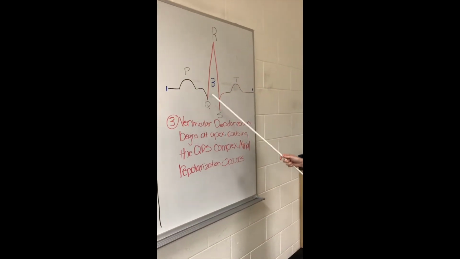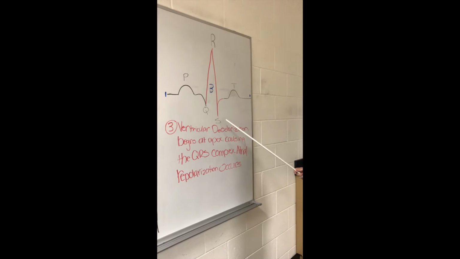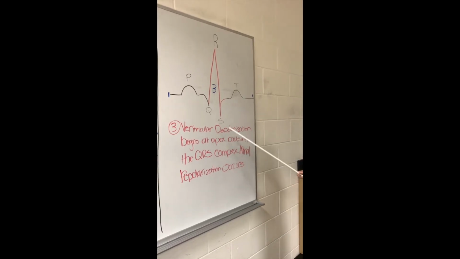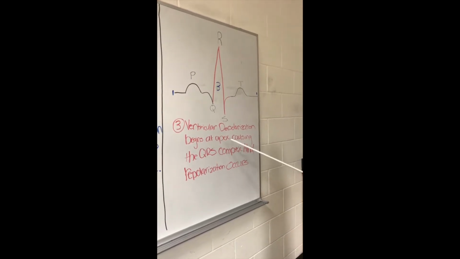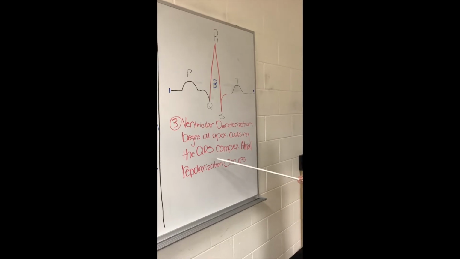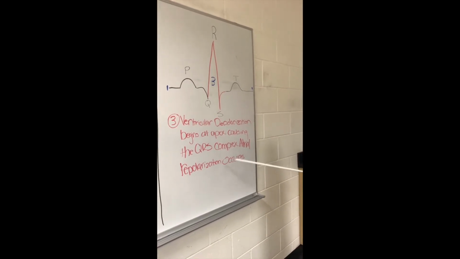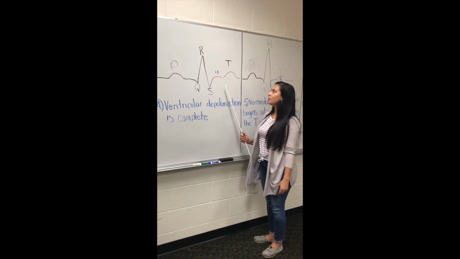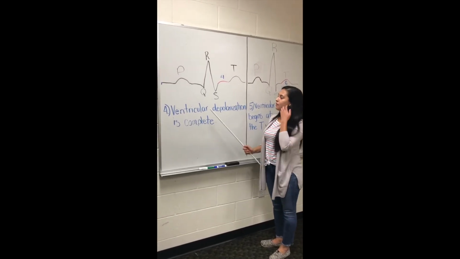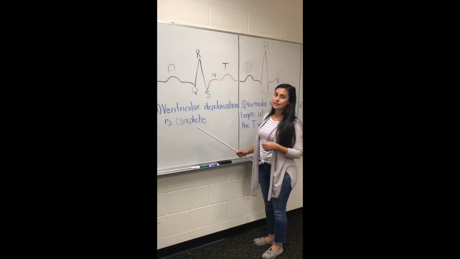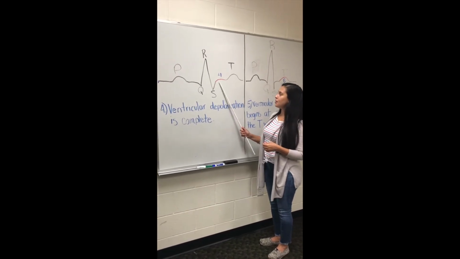Then we have the QRS wave, which is here in the red. Ventricle depolarization begins at the apex, causing the QRS complex. Atrial repolarization occurs. So now we're going to start with the pre-T wave. Ventricle depolarization is complete. You see it on the red, number 4.